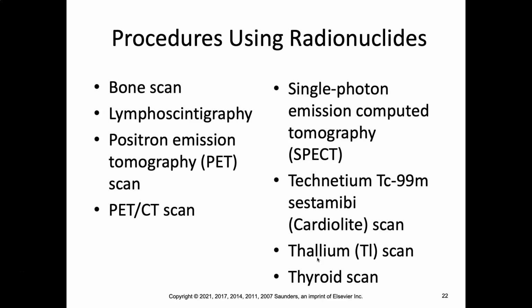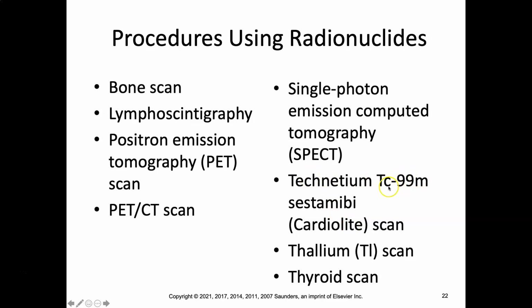Procedures that use radionuclides are bone scans, lymphoscintigraphy, PET scans, that are the positron emission tomography, PET/CT scan, where you're using both types together. Single photon emission computed tomography is SPECT, and you'll hear SPECT. You won't hear that long drawn out. You'll hear SPECT. And the same thing with cardiolite.